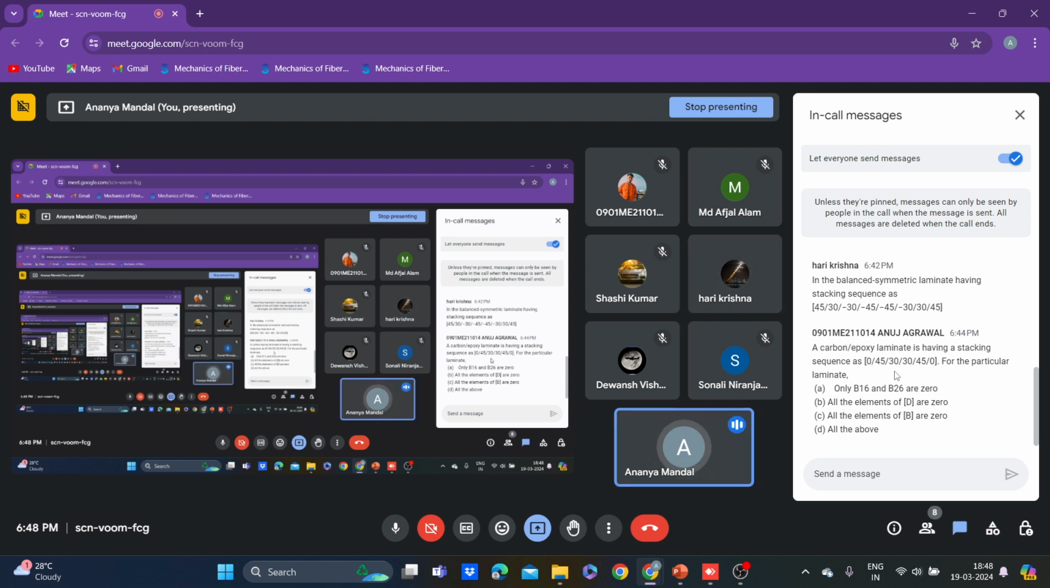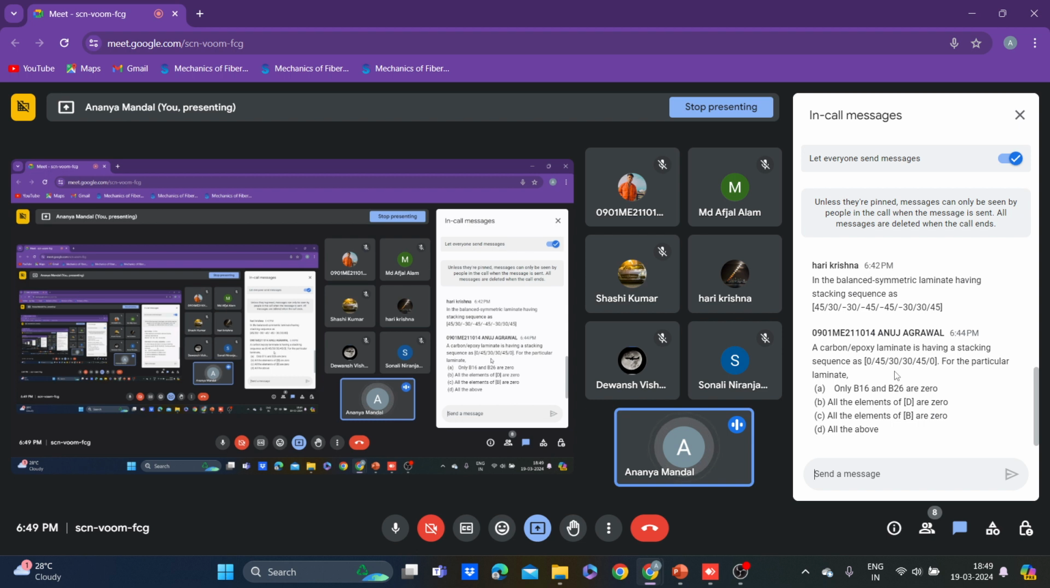You do one thing. In the last PPT, I wrote all the definitions, all the points for A16, A26, B16. I have downloaded the slide. I have posted a screenshot there. So that will clear up your doubts, like which conditions will be considered balanced and which symmetric. So always go with that one.